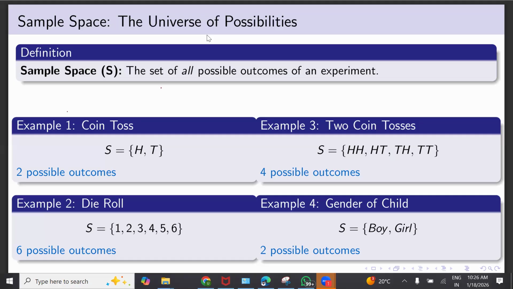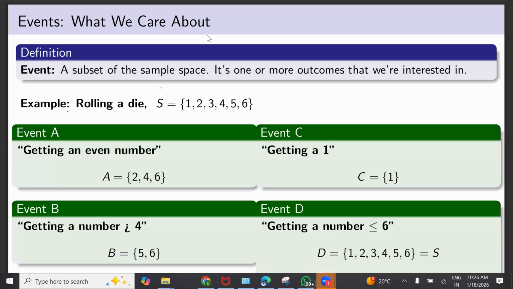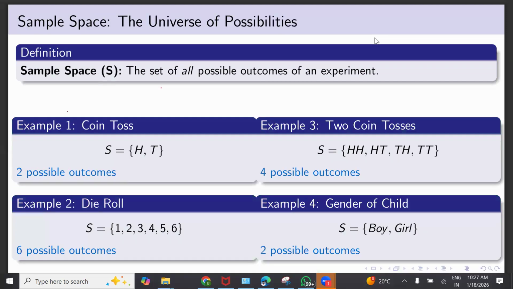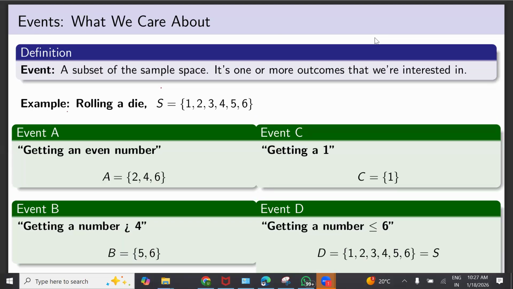Example number 4, let's say what will be the gender of a child? It will be either boy or girl. So there are 2 possible outcomes. So you should know how to define the sample space. Then the next topic is events. Please see the sequence of how we are doing the transition. First we have defined the experiment. Then we have defined the sample space. Then we have defined the events. That's how you will be progressing.